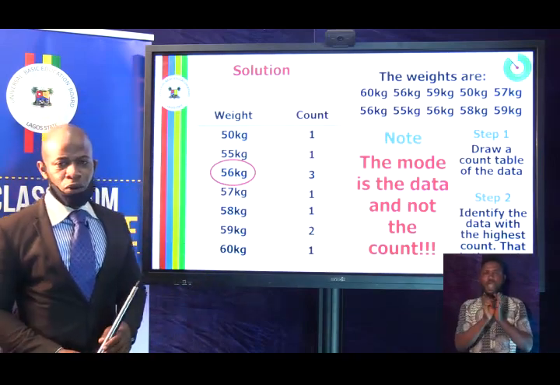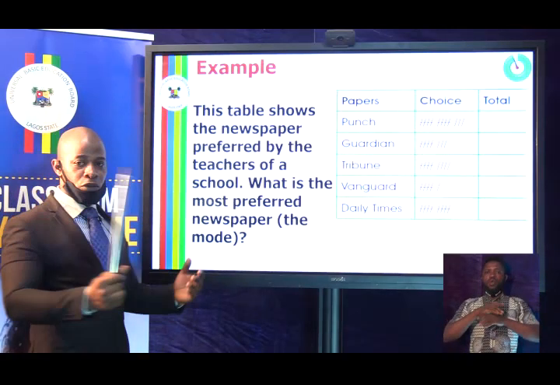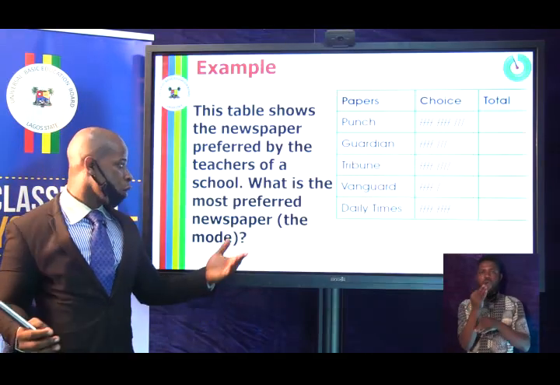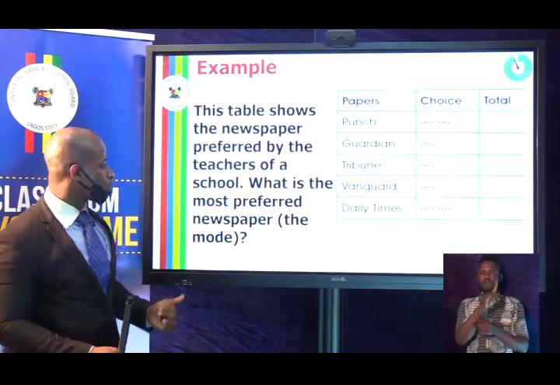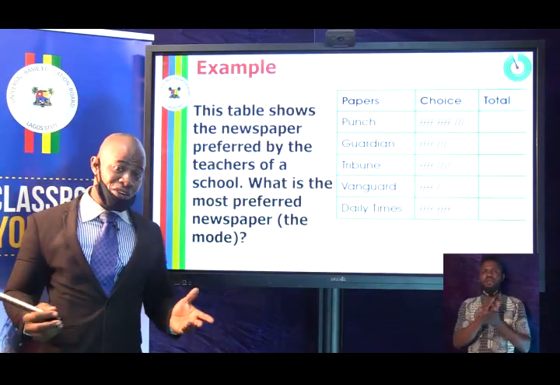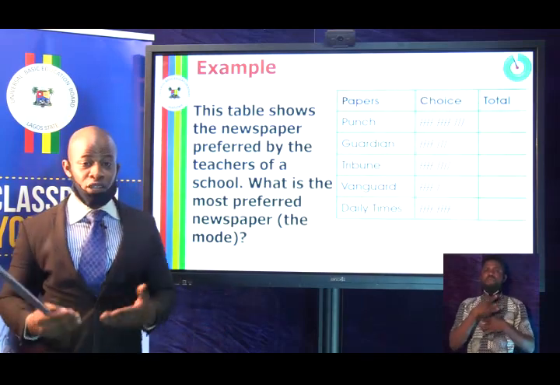Let's see another example and see just what I'm talking about. This table shows the newspaper preferred by the teachers of a school. Now, the question says, what is the most preferred newspaper? That is another way of asking you to find the mode. What is the most preferred newspaper?